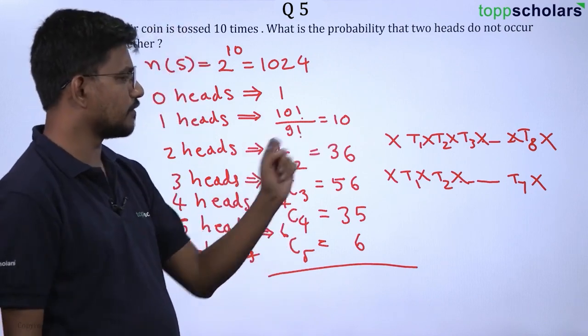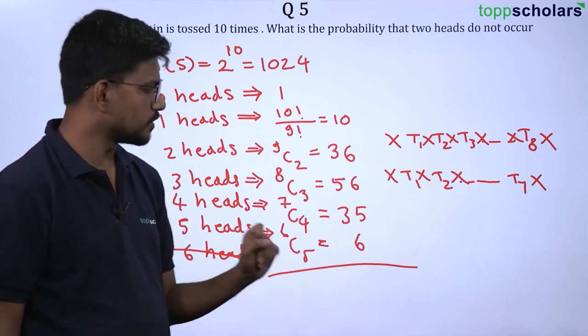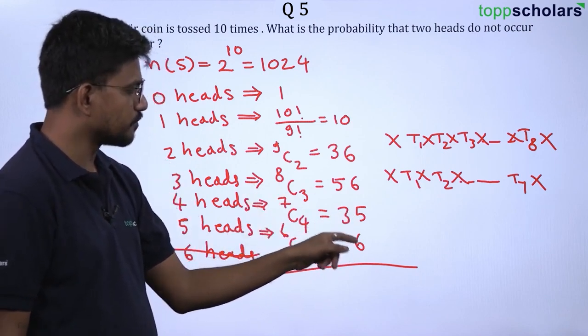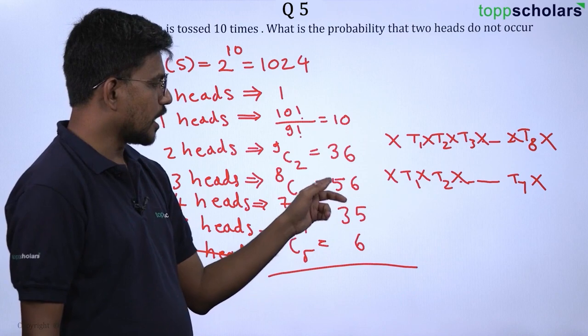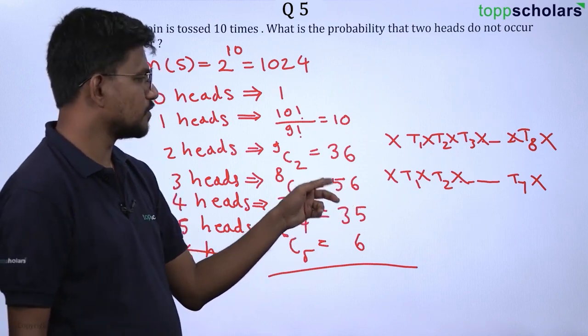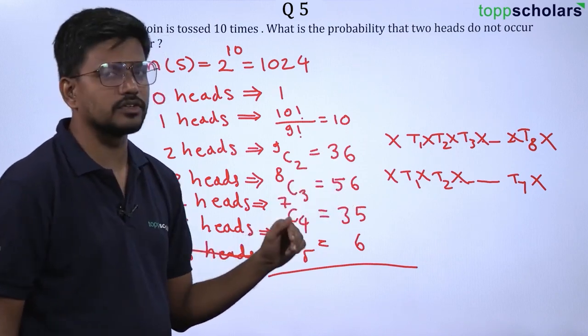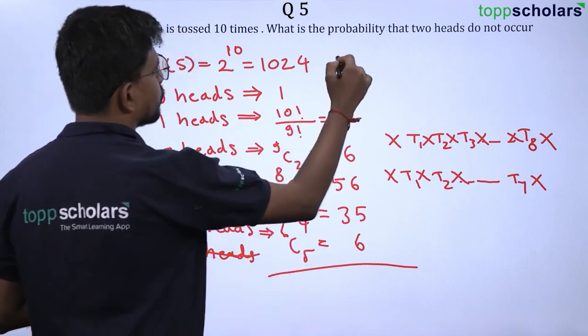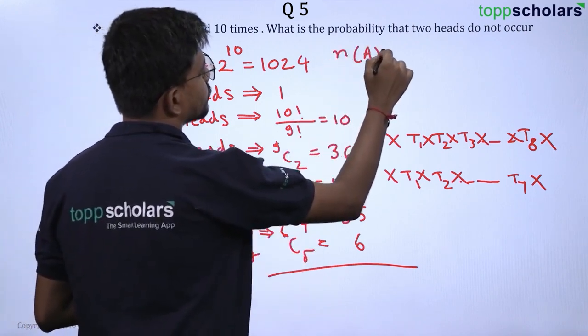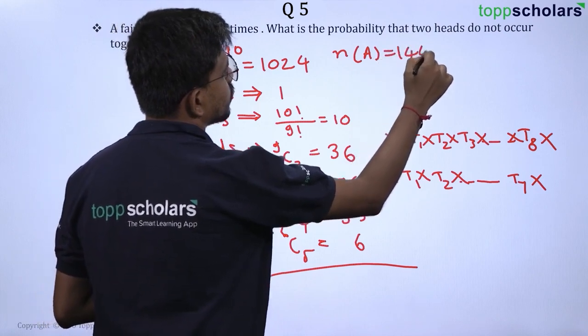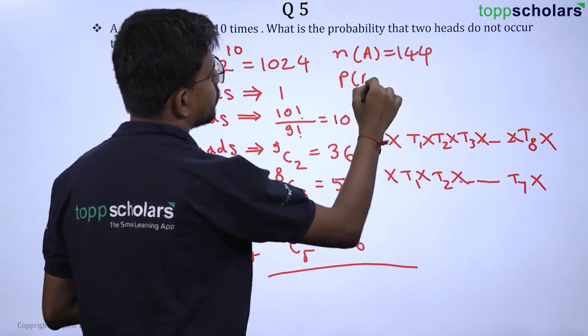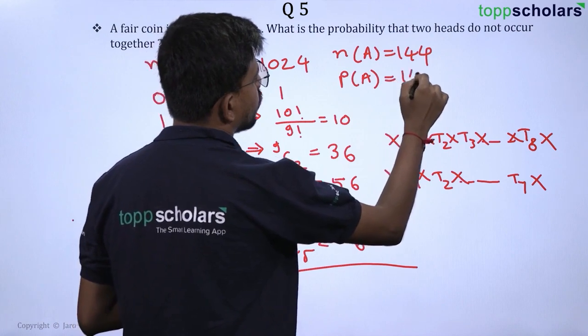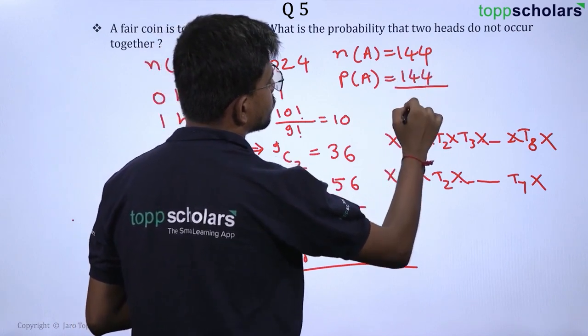So 1, 10, 11 and 35 is 46. 46 and 6, 52, 52 and 56 is 108, 108 and 36 is 144. So the number of A comes out to be 144. Right, so probability of A would be 144 upon 1024.